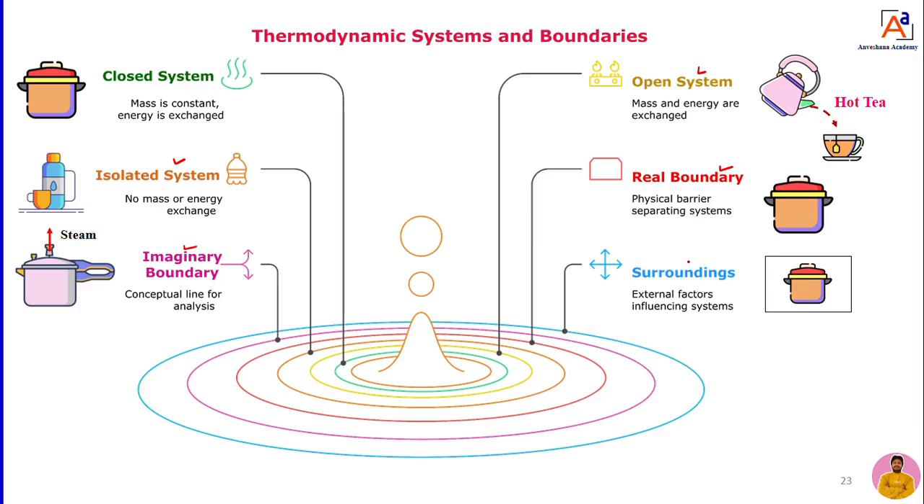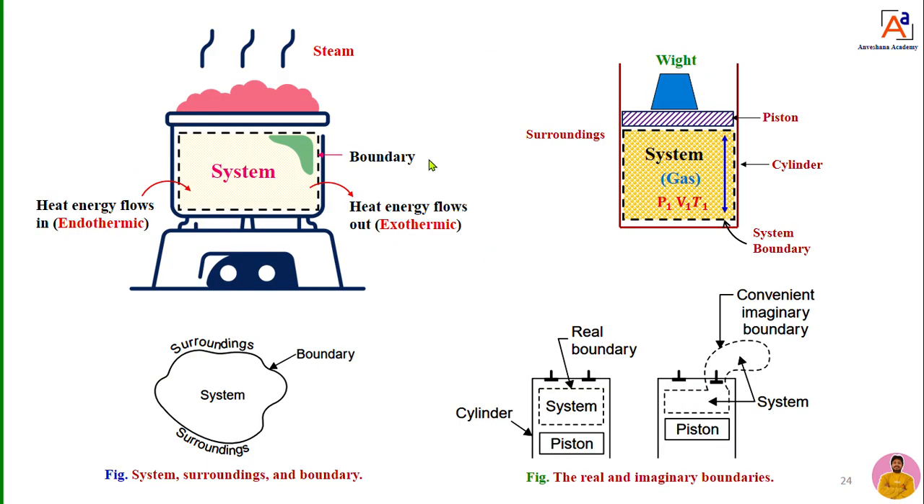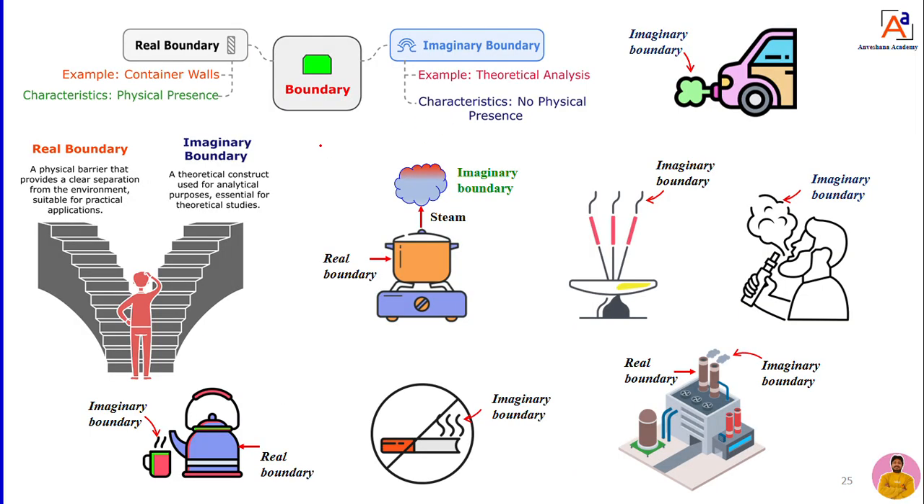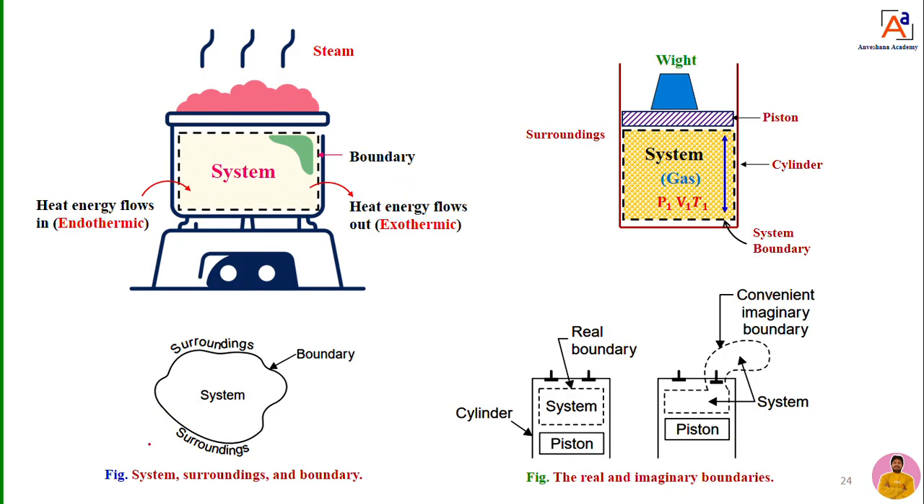Then we discussed what is surrounding. As I told, if you are assuming this as a system, anything external or anything outside the system is the surrounding. Surrounding is anything external to the system. Fine. Now we understood what a system is, and we discussed the types of system boundary here.